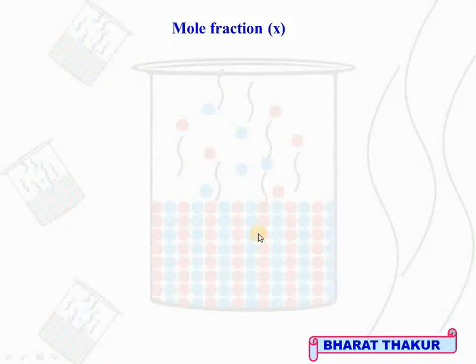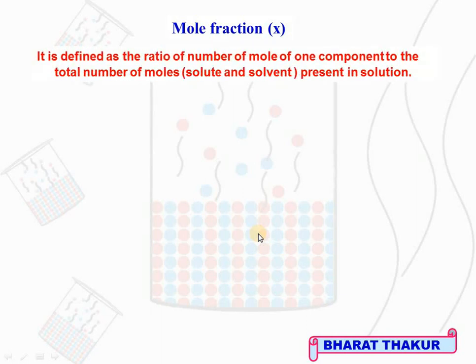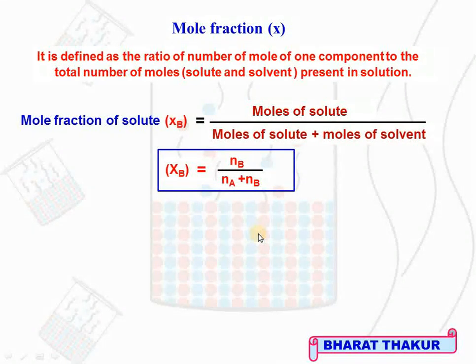Now to study the mole fraction, which has the symbol capital X, it is defined as the ratio of the number of moles of one component to the total number of moles, that is the moles of solute plus number of moles of solvent present in the solution. Now if we want to calculate the mole fraction of solute, represented by symbol XB, the formula will be the moles of solute divided by the moles of solute plus moles of solvent, that means the total number of moles present. Or it can be written as XB is equal to nB, the number of moles of solute, divided by nA plus nB, that is the total number of moles of solvent as well as solute.